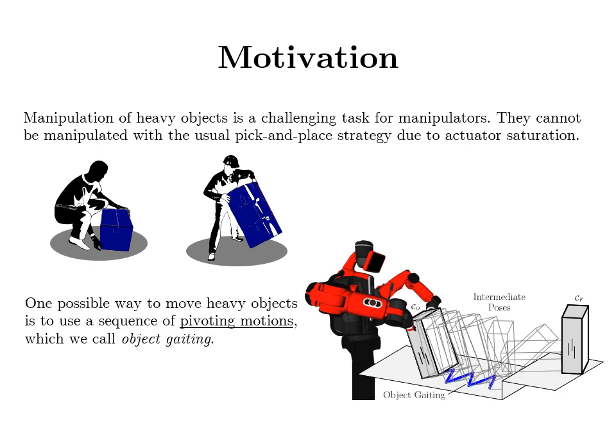One possible way to move the object and negotiate the step is to use a sequence of pivoting motions, which we call object gating. Object gating is a common strategy used by humans to manipulate heavy objects like furniture. Therefore, the goal of this paper is to develop an algorithmic method to compute a plan for manipulating heavy objects by a sequence of pivoting motions.